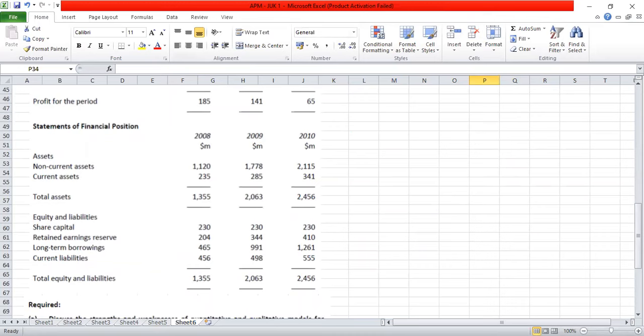So equity value is the share capital plus retained earnings is equity. Then we have long-term borrowing. So considering this calculation, we have to show what is the debt equity ratio. I'm putting it here, I'll drag it up. Debt is 456 divided by equity is two items, 230 plus 204. Reserves, share capital as well as reserves, both of them are part of equity.